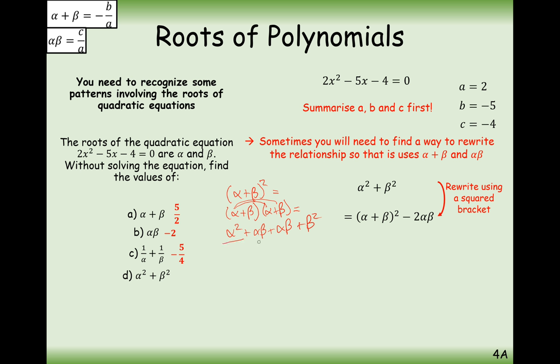Now, we do want the alpha squared and the beta squared bit. We just now need to subtract two alpha betas because that's going to be included in our answer for alpha plus beta squared. So it's just alpha plus beta, which is 5 over 2. We're going to square that. And then we're going to take away two lots of alpha beta, which was minus 2. So calculate the answer here and you get 41 over 4. Okay, so these are four very standard questions to do with the coefficients of a quadratic and finding out some of the relations to do with how the roots combine together.